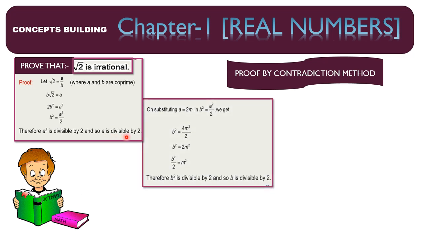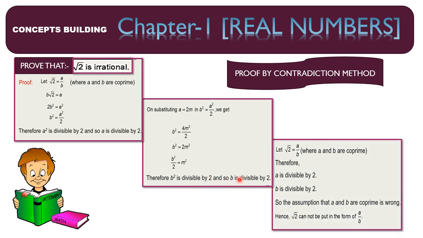Now the second step is what? We will substitute a as 2m, where m is any positive integer, and b square is equal to a square upon 2 from this equation. Now substitute the value of a as 2m. So what we will get? b square is equal to 4m square upon 2. After solving, you will get m square is equal to b square upon 2, which shows b square is divisible by 2. It means b is also divisible by 2.